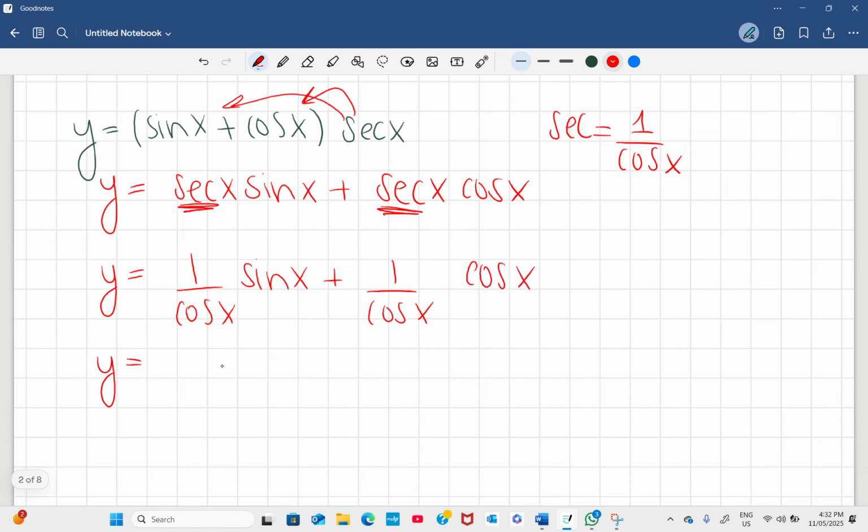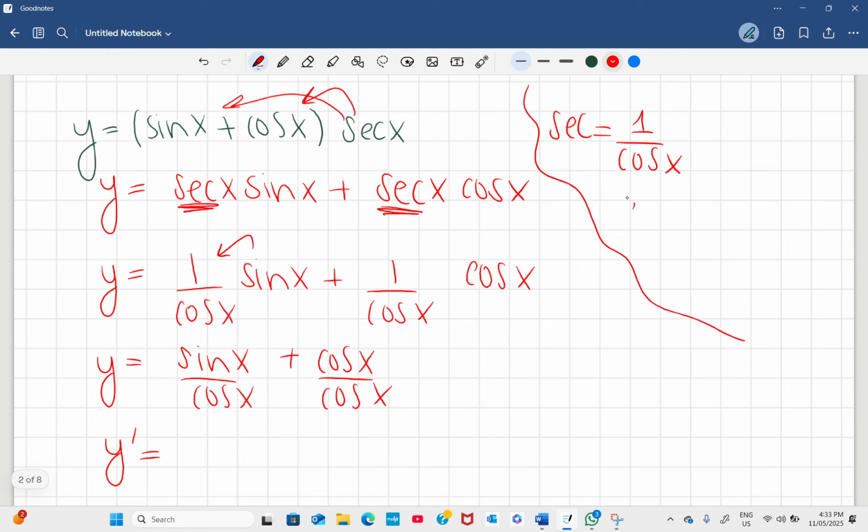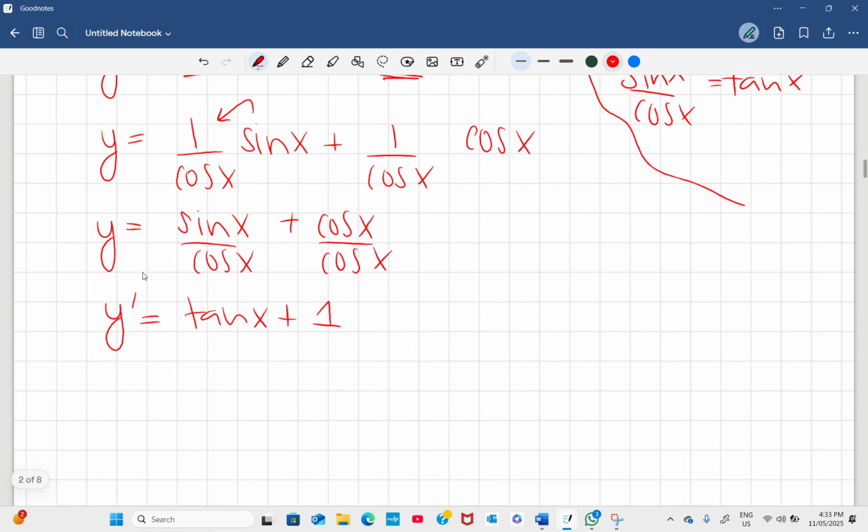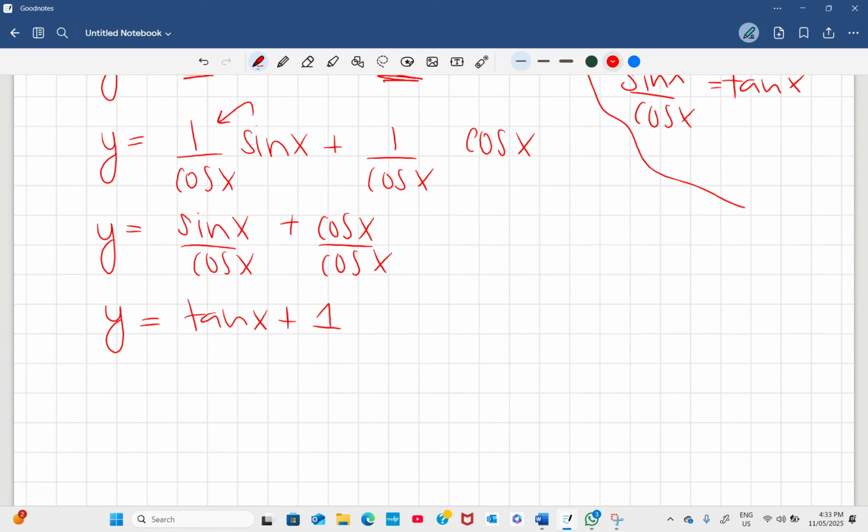So here it can become sine x over cosine x. I'm just putting the sine here since it's 1, plus cosine x over cosine x. Now, sine over cosine, these are rules. Sine x over cosine x is always tangent x. So this is going to become tangent x. And then cosine over cosine is just 1. This is not y prime.